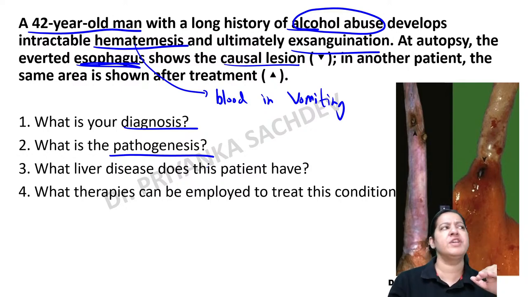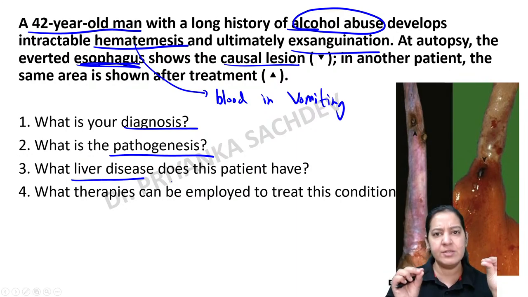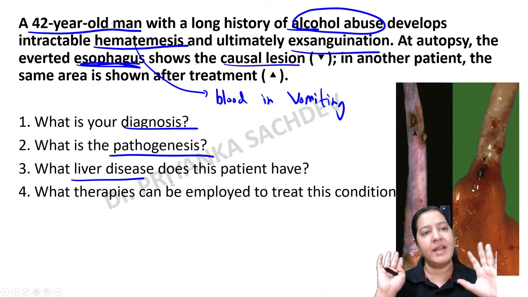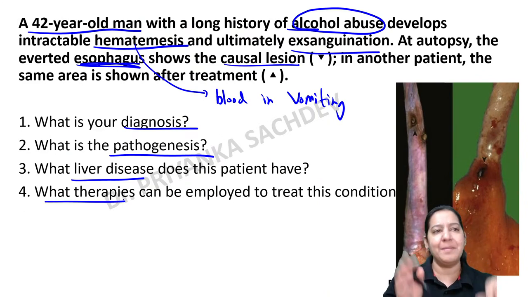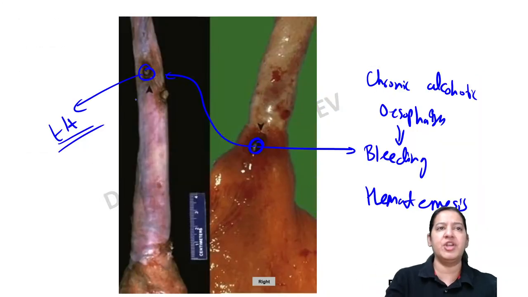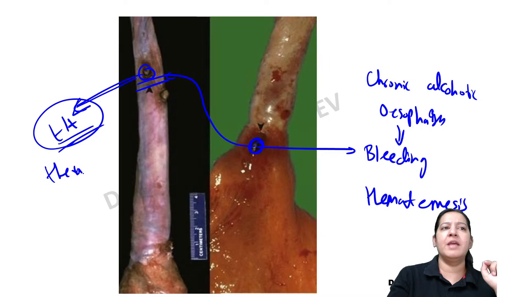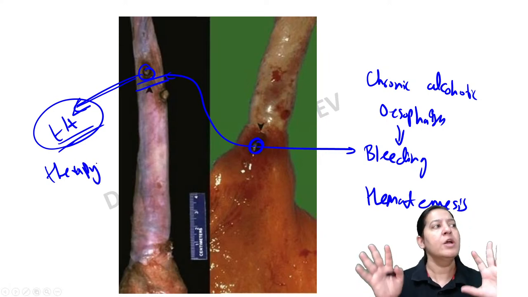The third question which I want to ask in this image: what liver disease does this patient have? This patient may be having some liver disease also. The esophagus disease is shown in the image, but does this patient have some liver disease also? And the last question: which therapy can be employed in the treatment of this condition? This image is shown of the treated patient. So what is the name of this therapy which is applied over here to stop bleeding?